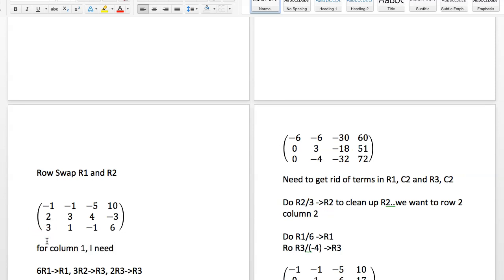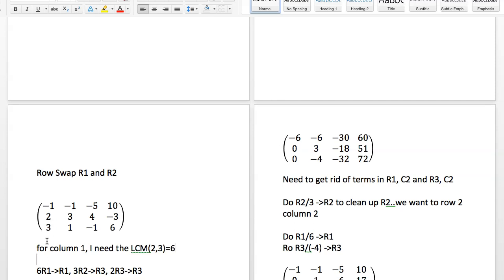I need the least common multiple of... well, we ignore negatives when we're doing the LCM. So I need the least common multiple of 1, 2, and 3. But 1 doesn't really count, so we can kind of ignore it. The least common multiple of 2 and 3 is 6.